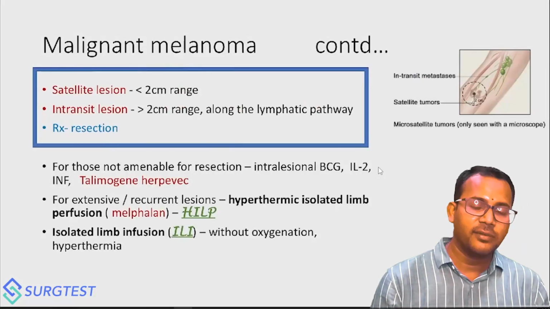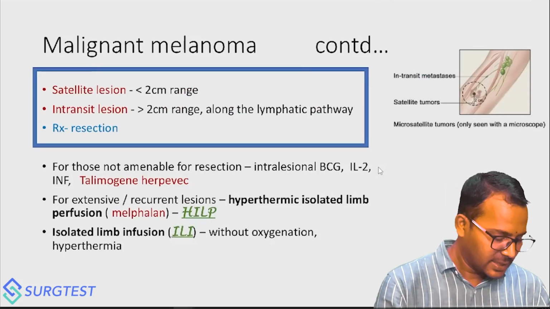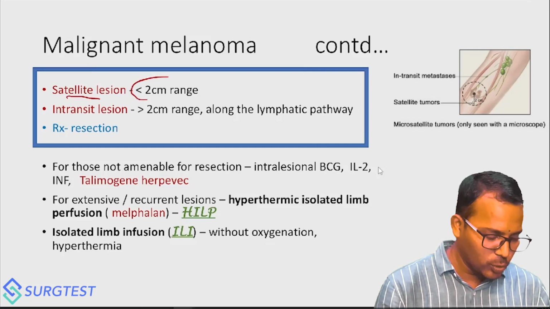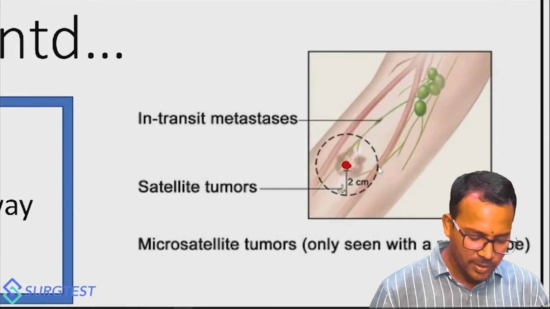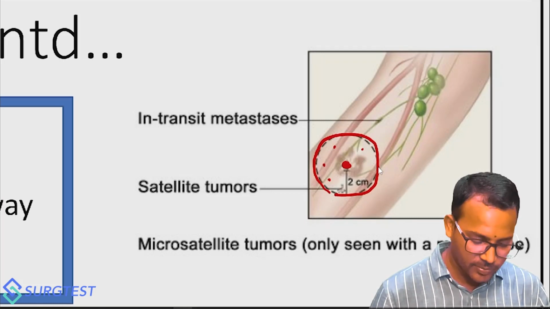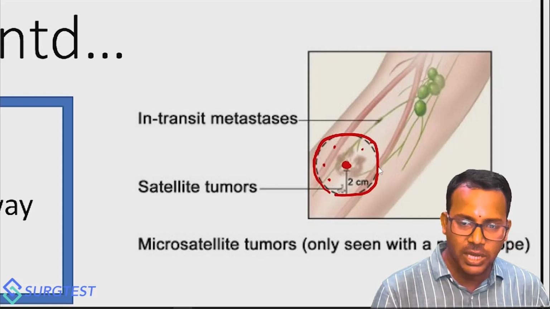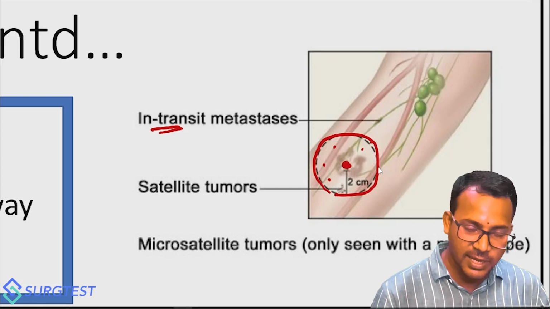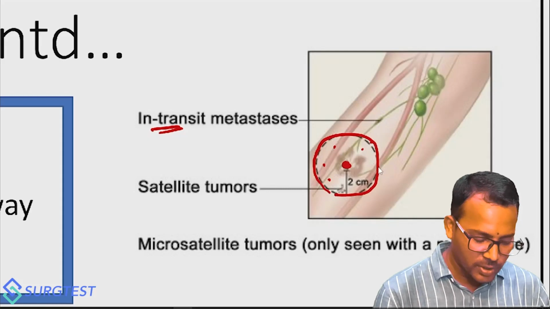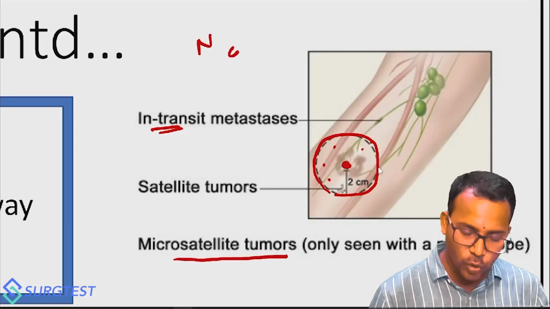Okay, so going ahead with our discussion regarding satellite lesions and in-transit lesions. I've already told you the satellite lesion is one which occurs within the 2 centimeter range. As you can see in this image, you have a malignant melanoma here, and you draw a range of 2 centimeters. Any secondary lesion within these 2 centimeters is called a satellite lesion, whereas any other lesion beyond these 2 centimeters, mainly within the lymphatic drainage pathway, is called an in-transit lesion. Most of the satellite tumors and in-transit metastases are grouped as, I told you, the C category of nodes, right? You also have something called microsatellite tumors, and these are seen only under the microscope.